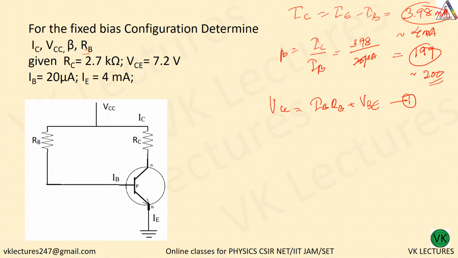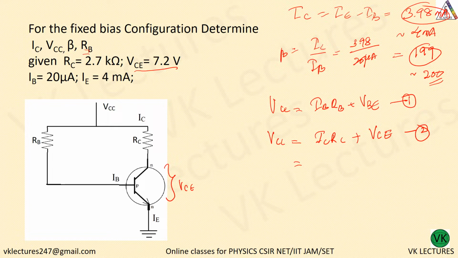Now go to the output. VCC equal to ICRC plus VCE. This voltage is VCE, right? Now let this be the second equation. Now we have given VCE is equal to 7.2. IC we already have found out, let it be 4 milliampere. Okay, so let us apply here.